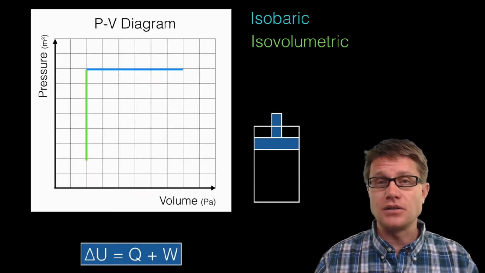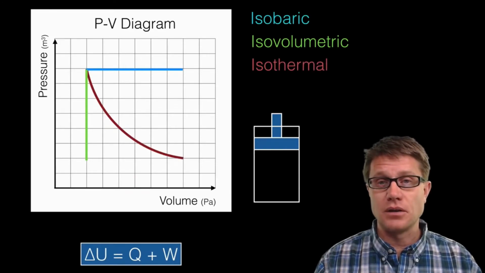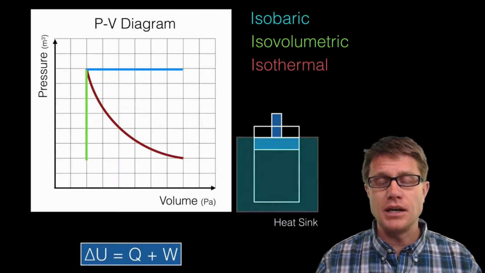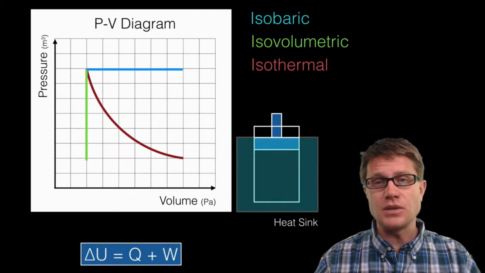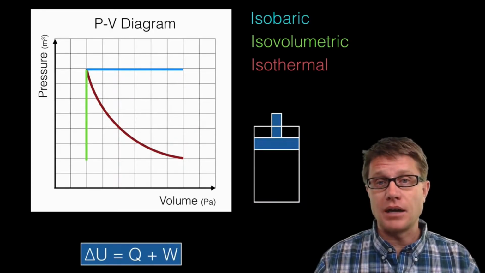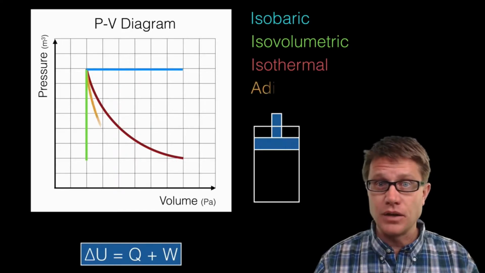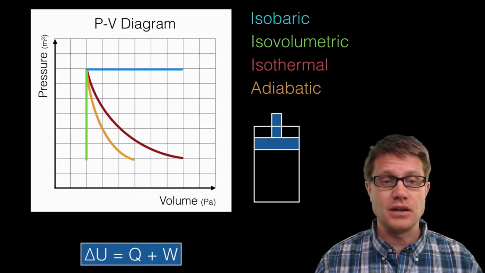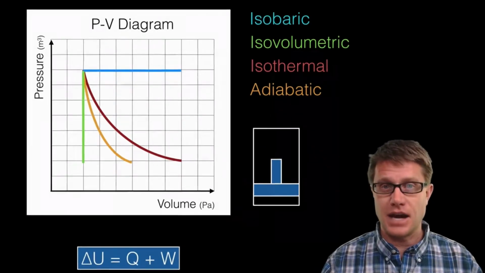We could also have isothermal. Isothermal is always going to look like a curve like this. This would be an isothermal curve. How do we do that with a piston? Well, we'll use something like a heat sink where we can keep the same temperature throughout that whole process. And then finally we could do adiabatic. That's where we either pull it out or move it in really, really quickly, so fast that we can't lose temperature to the surroundings, and you're going to get a curve that looks something like that.